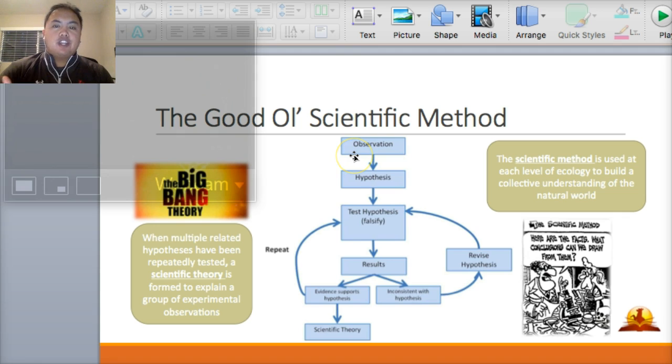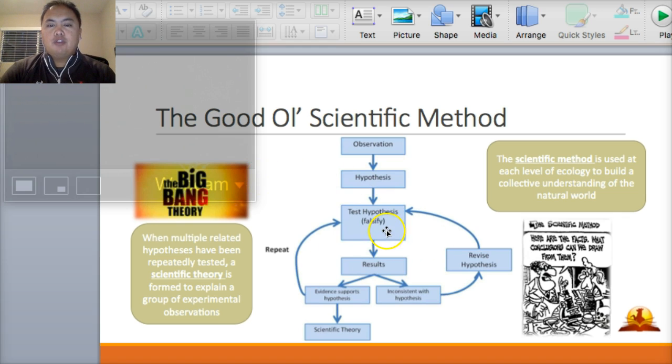So you do an observation. Based on your observations, you have a hypothesis, or a general description or philosophy or prediction of what the rest of the world is like. You test this hypothesis. You get results. If the results match your hypothesis, then you've confirmed your hypothesis. And then if it's been supported enough, you get a scientific theory. So when multiple related hypotheses have been repeatedly tested, a theory, such as the Big Bang Theory, is formed.